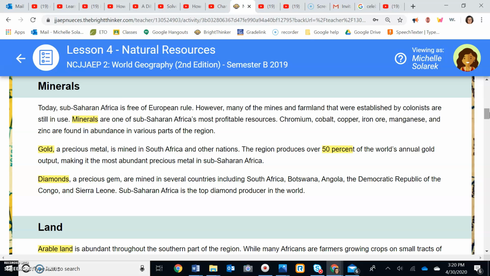So question number 3 was minerals. Question number 4, what is the precious metal mined in South Africa? Gold. Number 5, how much gold accounts for the world's annual output of gold? And 50% of the gold that's being mined comes from Africa. So number 5 will be 50%, and you can just draw a percent sign if you want. You don't have to write the word out.